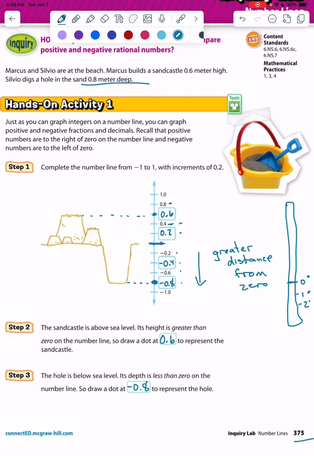Go try some of those out, see how it feels. Remember, it's just like temperature, below zero, above zero temperatures. Have fun.